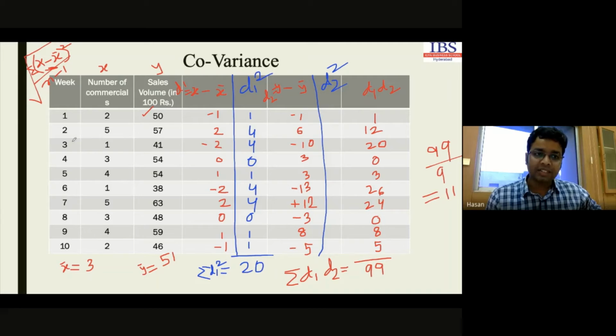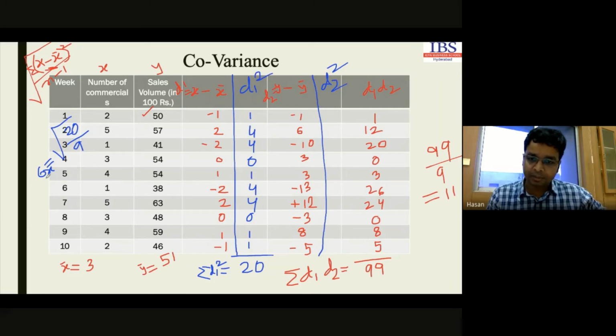Then what will be the standard deviation of x here? The sum of d1 squared is 20. Then the standard deviation formula is 20 over n minus 1, under a square root. So the standard deviation of x will be the square root of this sum, 20, and our n value is 10, so it will be 9. This is our standard deviation of x. Are you getting my point?